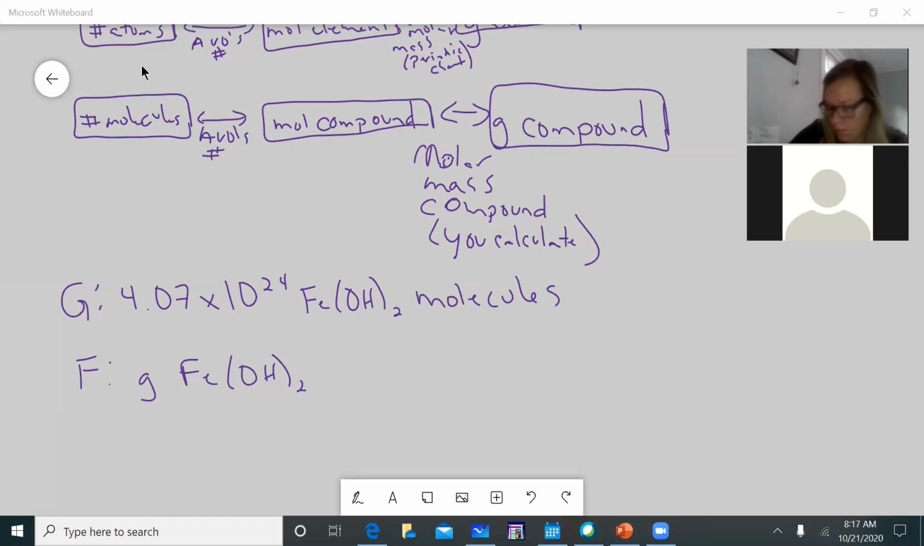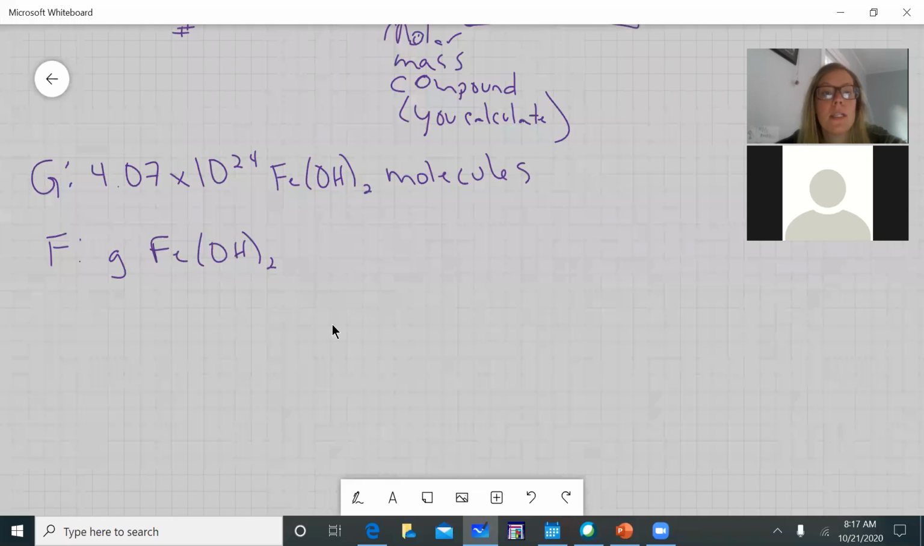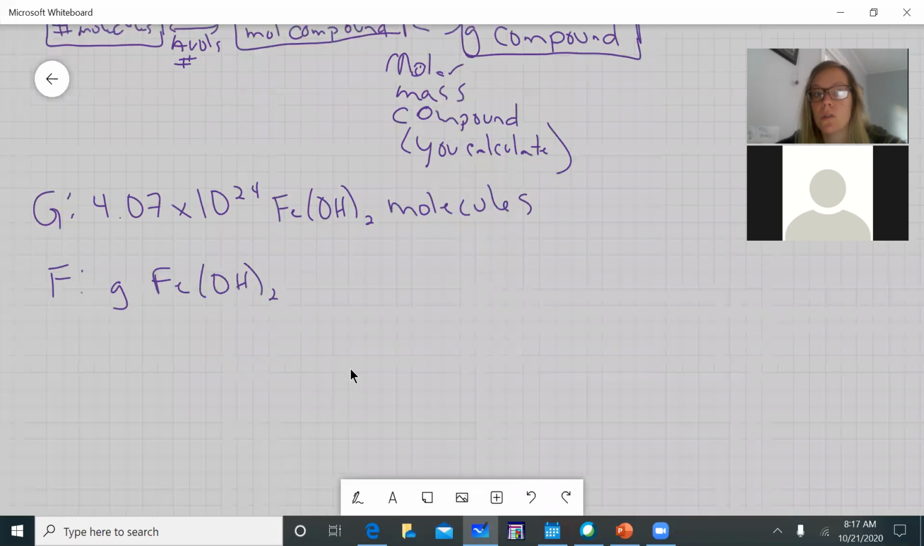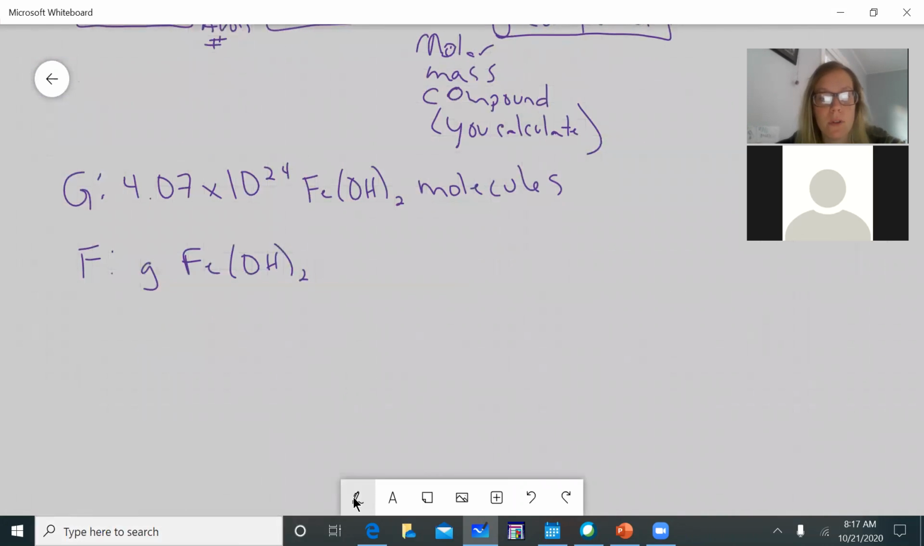So back. In this one, we're going to need to do 2 steps. The first step is to get from molecules into moles and then from moles into grams. There's no direct way to go from molecules to grams. It'll always be a 2-stepper if that's where you are on the flow chart.